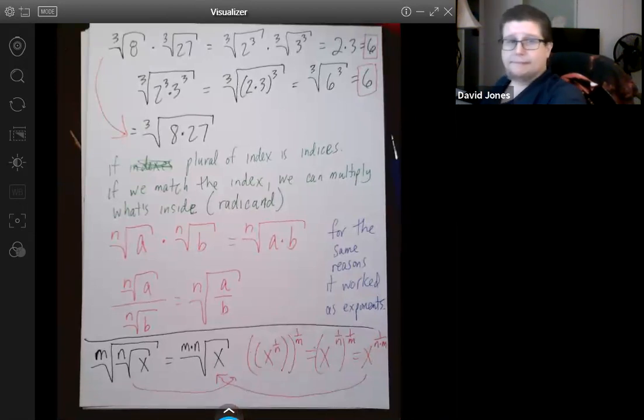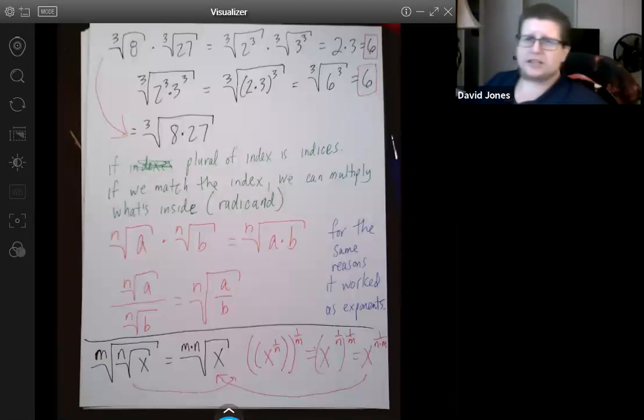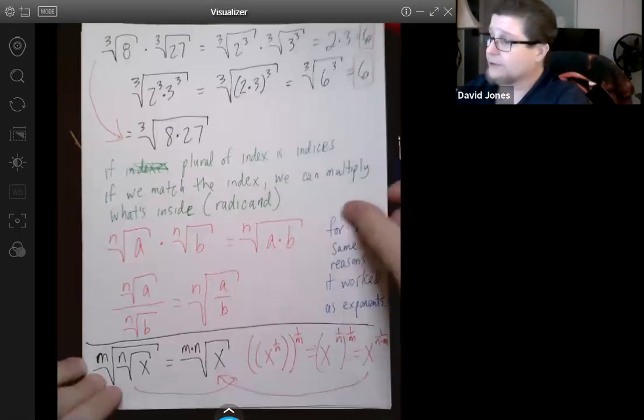Okay, let's apply that a little bit. This allows us to work with roots of different numbers. This is really, really handy.